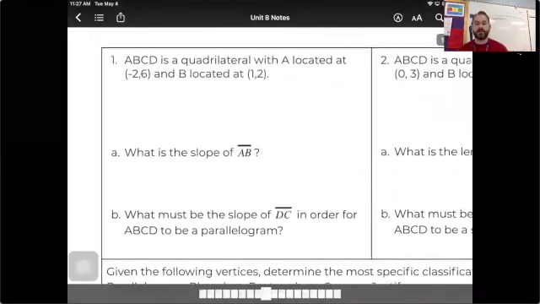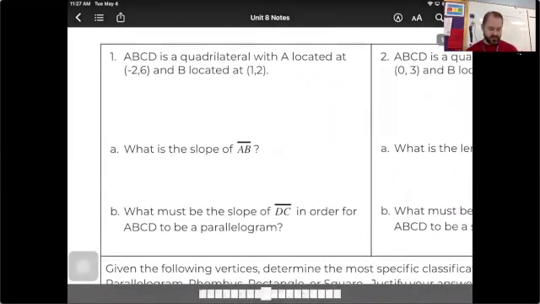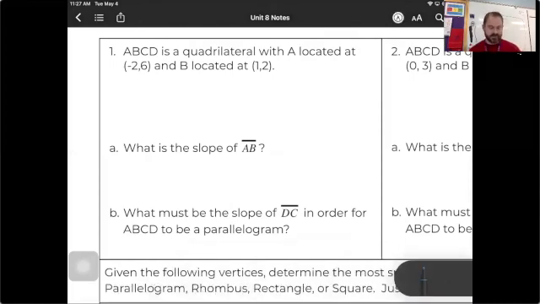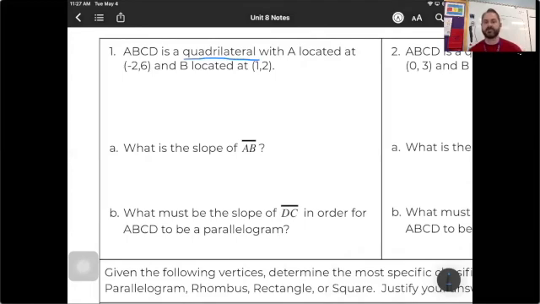We're going to do the same thing here. We're told in example 1 that ABCD is a quadrilateral. All I know then is that it has 4 sides. So I'm going to draw that as a basic rectangle, even though I don't know that's what it is yet. And we're told the coordinates of A and B.